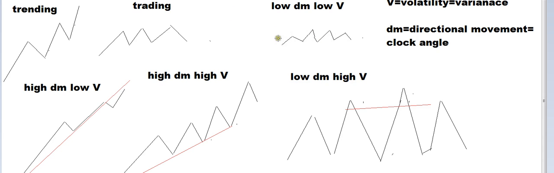You'll see this low DM, low V when you're looking at a continuation in whatever trend it is. Price just isn't sure what to do. Or rather, sorry, this is my time frame. Let's say midnight Eastern Standard Time. Price will consolidate before London opens. At the end of sessions, price will consolidate.